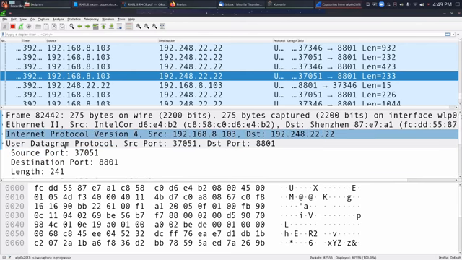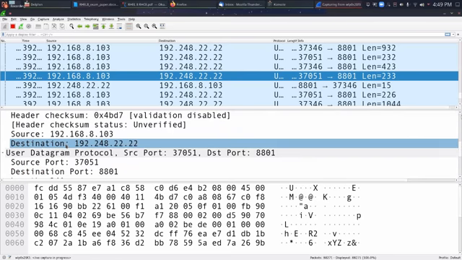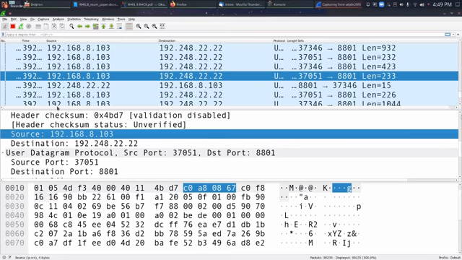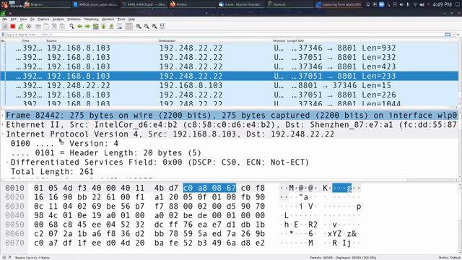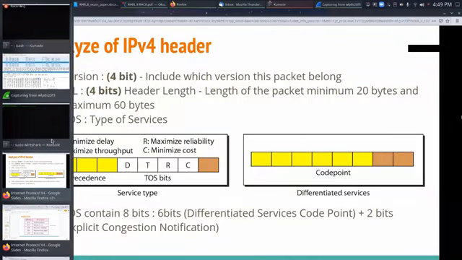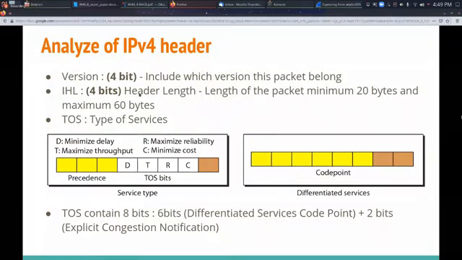Okay. So even if you look at the source IP address and destination, you can see that the destination is going to be 192.248.22.22. Right. Okay. Let's start with the IP header analysis again. You can see the version protocol here. That is what they will be discussing here: which version this packet belongs to.